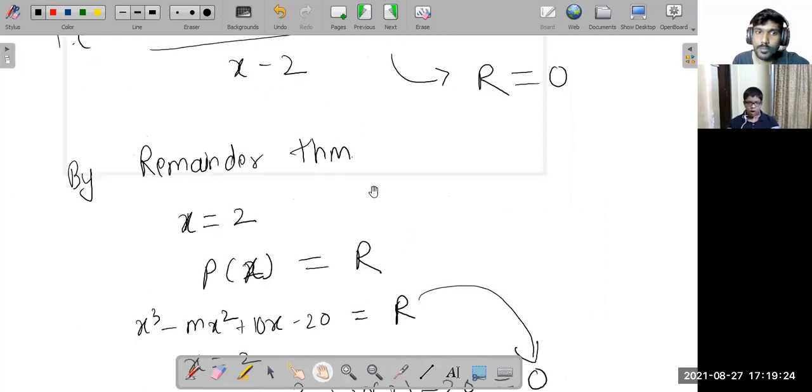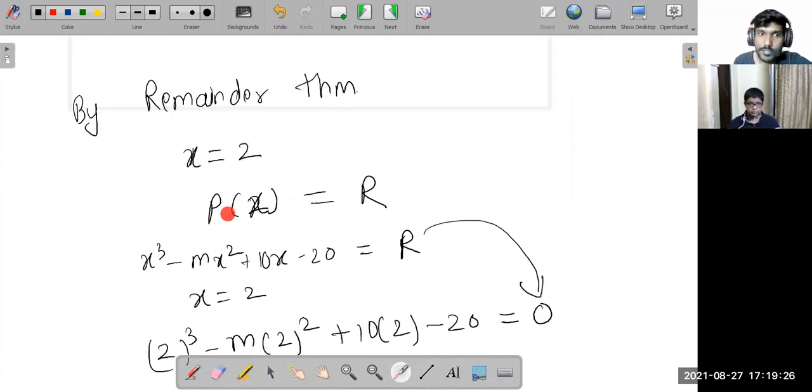And then by remainder theorem, the value of the polynomial at x equal to 2 is same as the remainder you get. So that's why I substituted in this polynomial, replacing x with 2, and that is equal to the remainder, and we know remainder is 0 because it is a factor. Correct? Now is it clear or still confused? Understood. Okay. So now we just have to solve this.